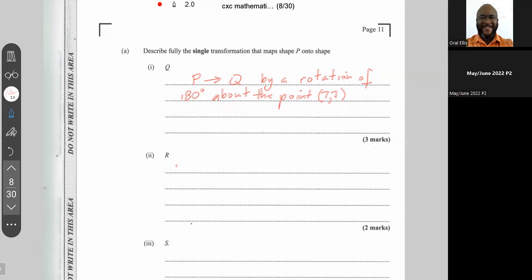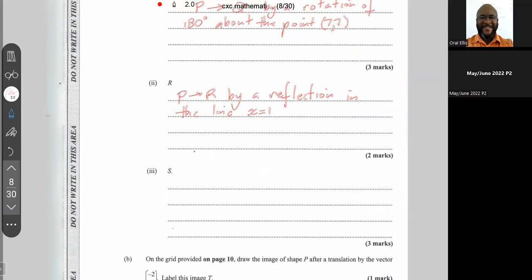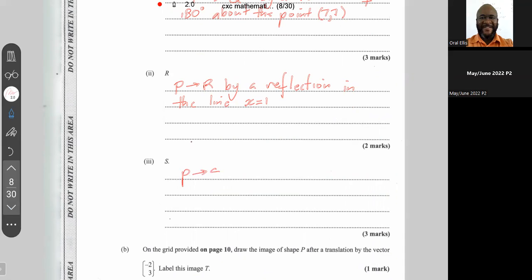P is mapped onto R by a reflection in the line x equals 1, and P is mapped onto S by an enlargement with center 7, 11 and scale factor k equals 2.